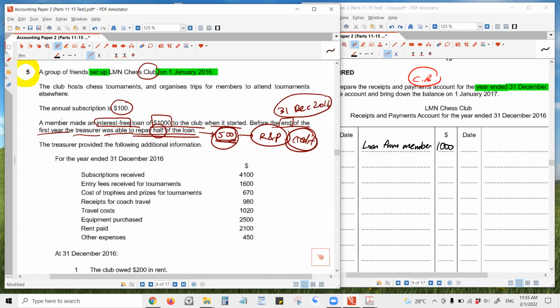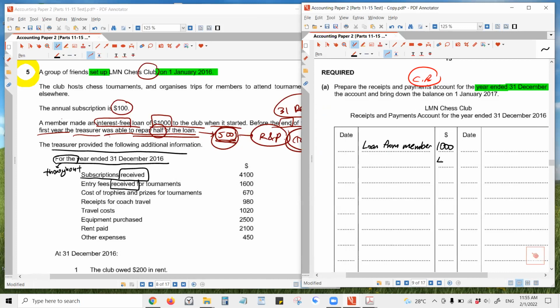Now continue to read. Provided the following info for the year ended 31st December 2016. For the year means throughout the year, or you call it during the year. Subscription receive. Receive is past tense. So these are amount you have actually received. Okay, show in the receipt and payments account. 4,001,006. Okay. By the way, I forgot to show the date.